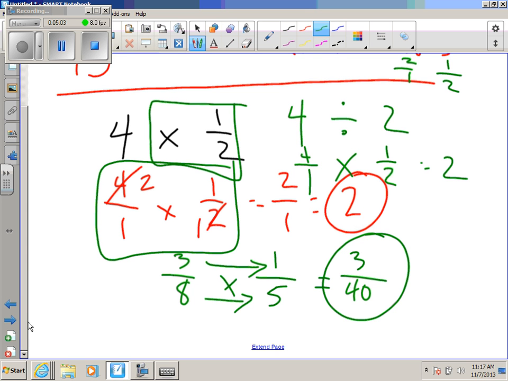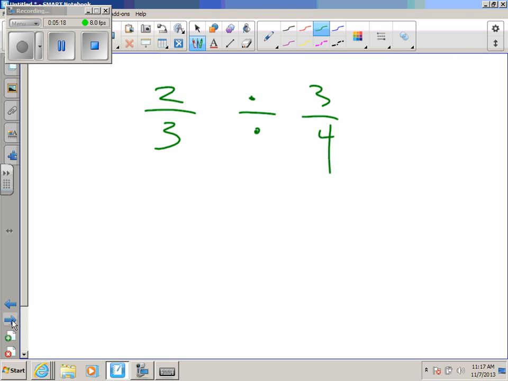So that's why we're saying in this case, multiplying by a half would be the same as dividing by 2, because after you flip, the flipping enables us to do the multiplication that we can do, because we can multiply any two numbers. We can't always divide them. So let's go back to this one.